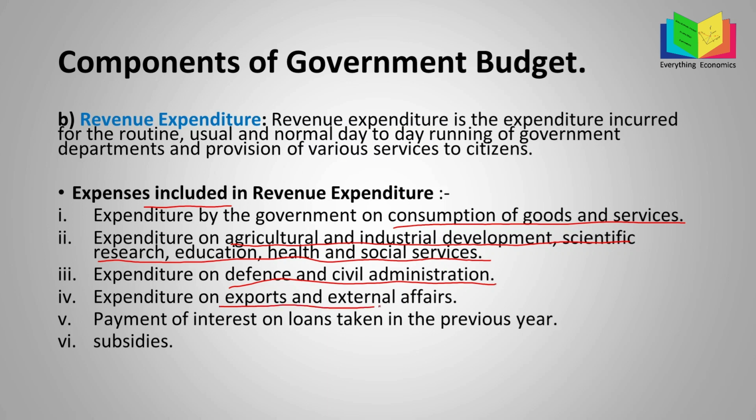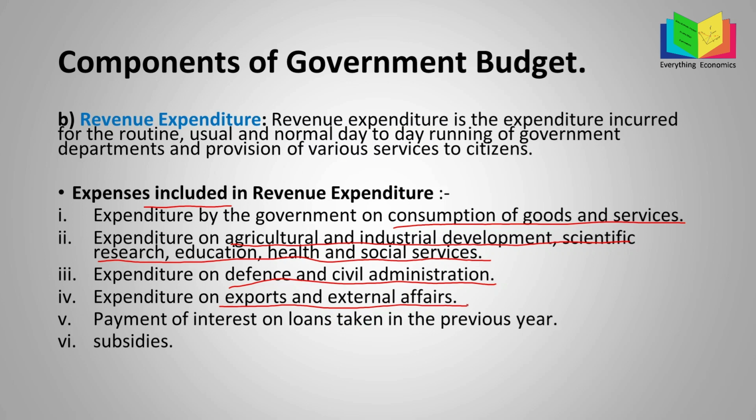Expenditure on exports and external affairs. Exports are the goods and services that are sold to foreign countries. Not exactly by the government, but by the people in the firms which sell to foreign countries. And external affairs, the government has to maintain ties with other countries. So the government also has to spend on that.